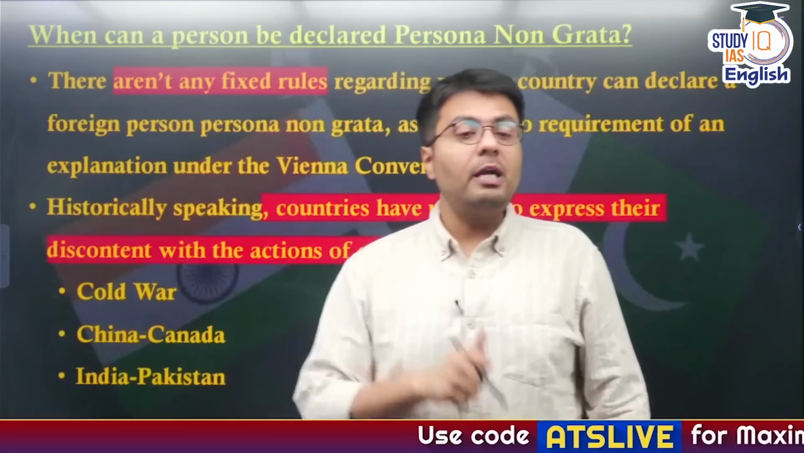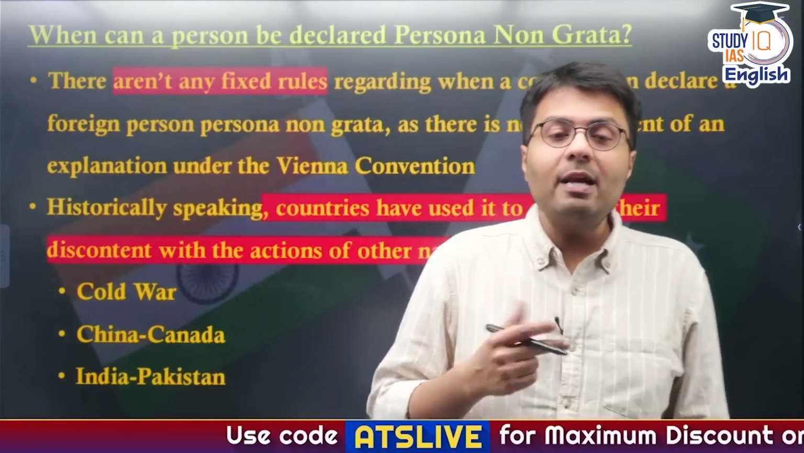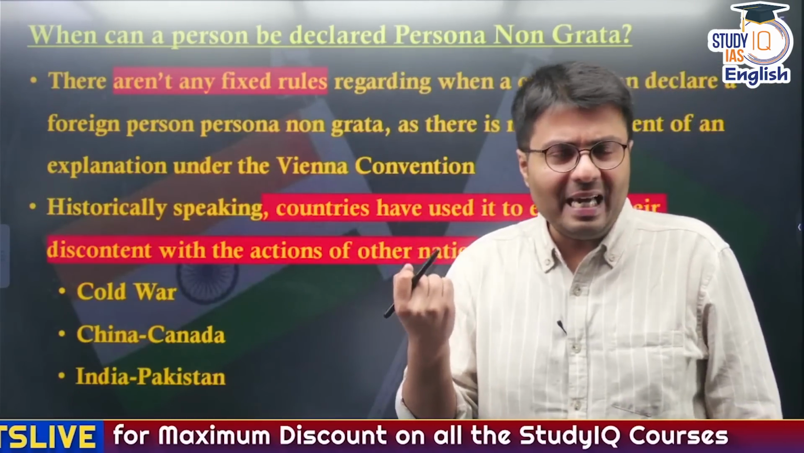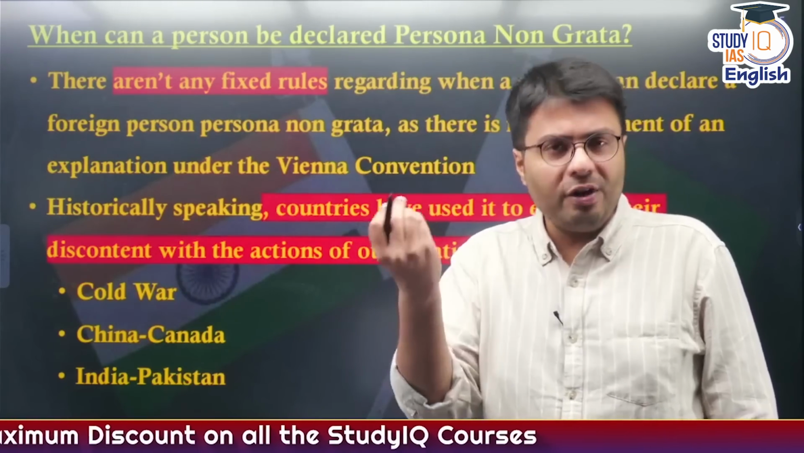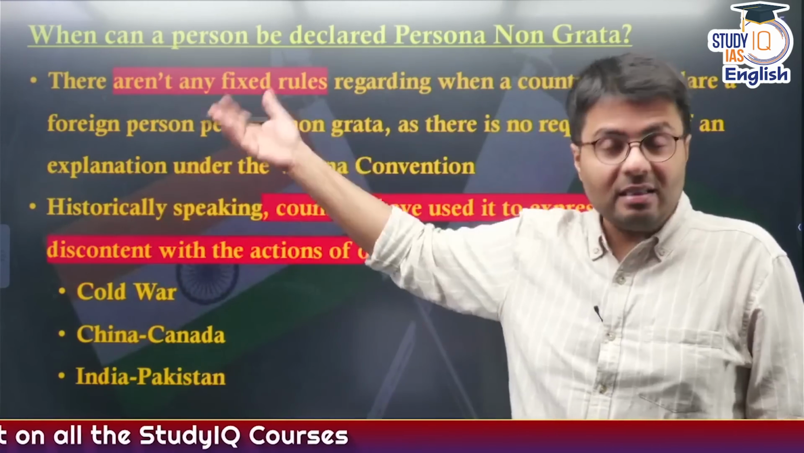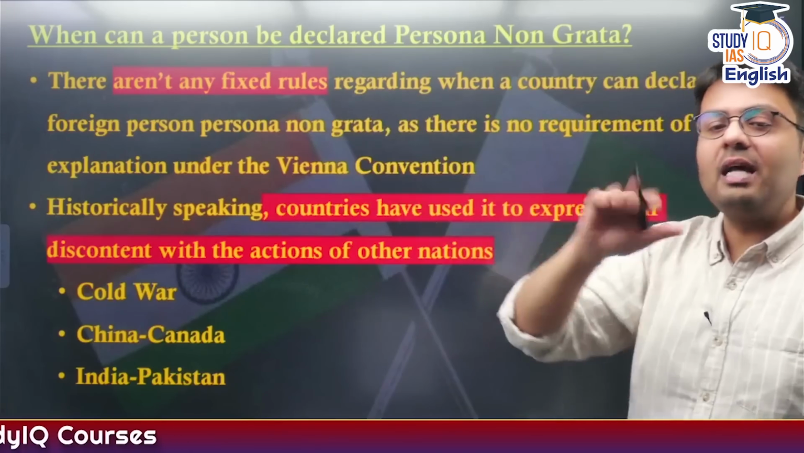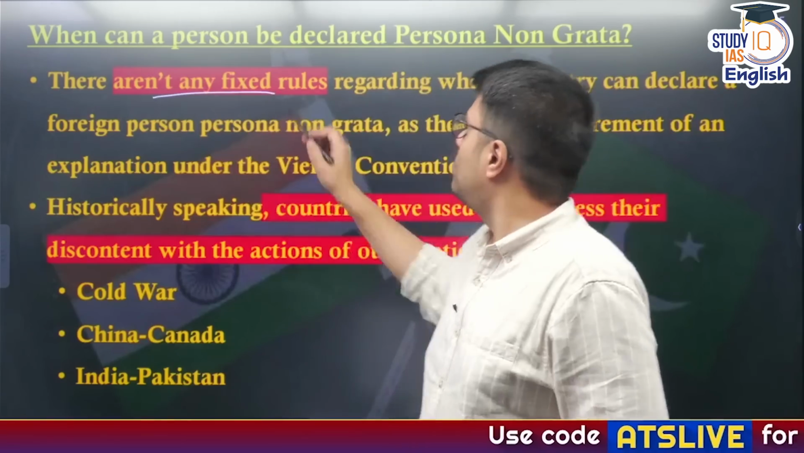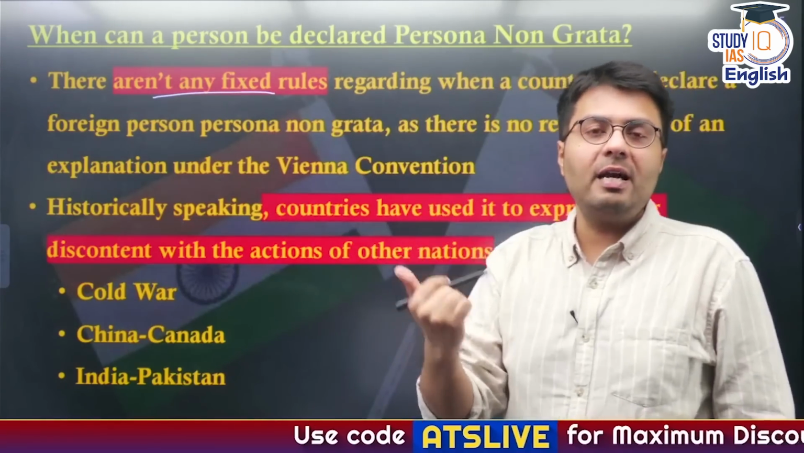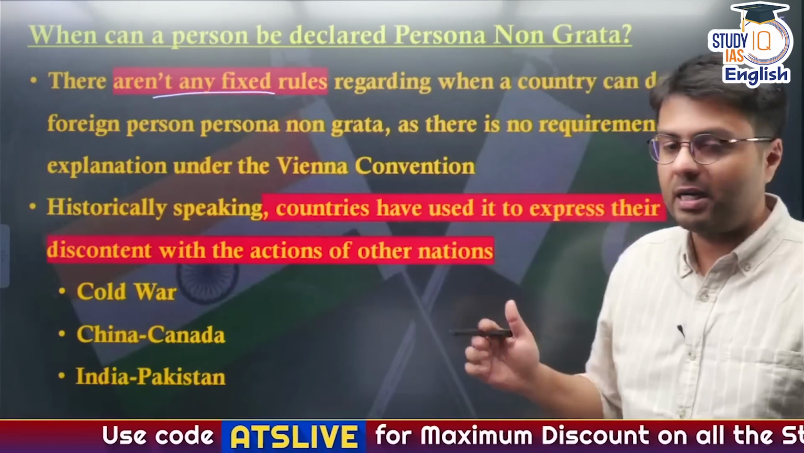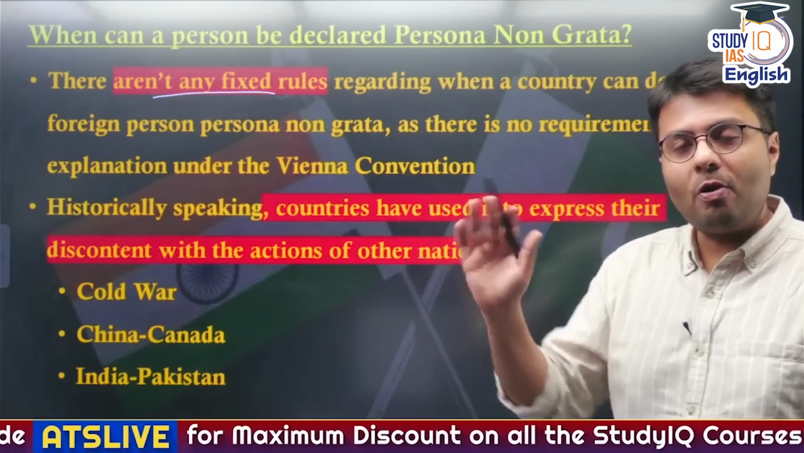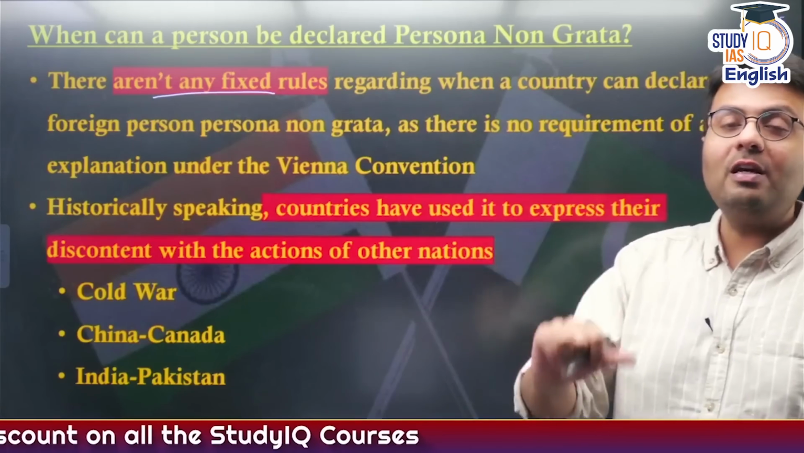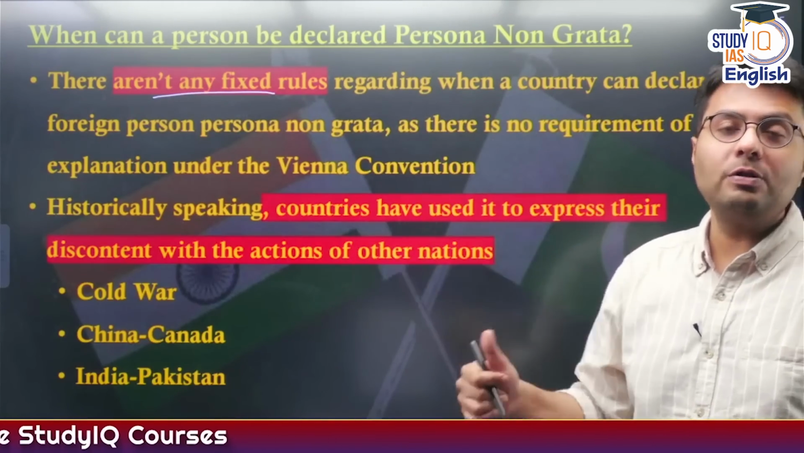Now the next question that might appear in your mind: when can a person be declared persona non grata? Do they need to do something illegal or something of an offensive nature that leads to their declaration? The answer is no. Because if you read the Vienna Convention, there are no fixed rules regarding when a country can declare other diplomats as persona non grata. So it is actually the sole prerogative of the host country, in this case India's prerogative, whether and when they want to declare the persons as non grata.